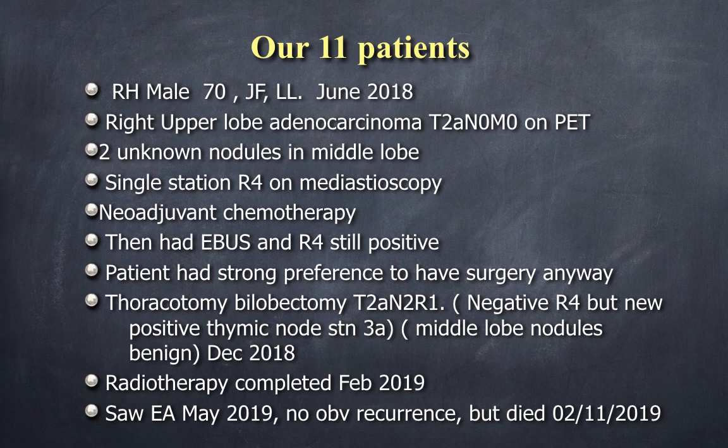Second patient, right upper lobe. There were some other nodules around, thought to be N0, so we did a med, it was surprise N2 positive, had the chemo. Actually, this person then had an EBUS, it was still R4 positive. So they kind of broke our protocol a bit because there was a massively strong preference on the patient to operate. So they did have an operation, it didn't achieve an R0, and then they had radiotherapy, and then interestingly, a year later, there definitely is a scan from May 19 with no recurrence.